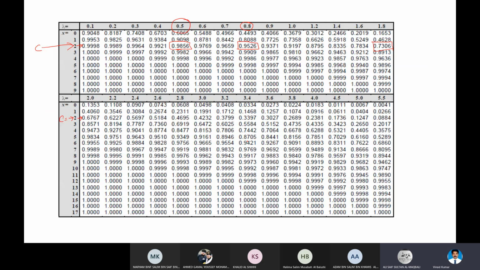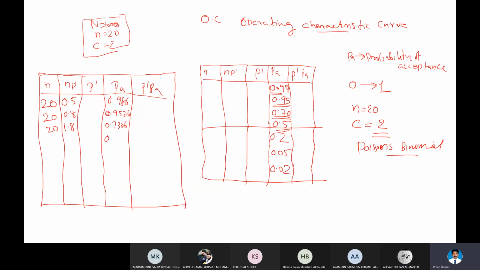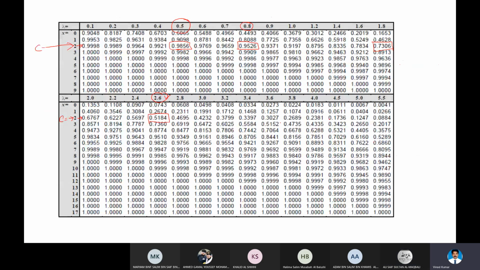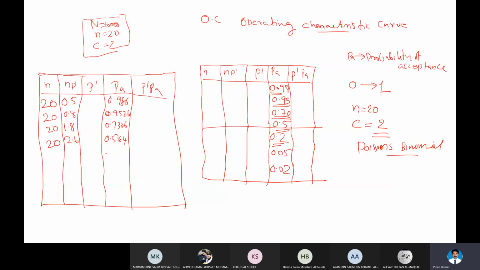0.5. Where is 0.5? Here we have 0.5. This is the value. 0.5184, and corresponding is this one, 2.6. So 0.5184, NP dash 2.6, 20. What is the next one? 0.2, correct? Yes, 0.2 is available here. 0.2381, and corresponding is 4. So 0.2381, NP dash 4, 20.